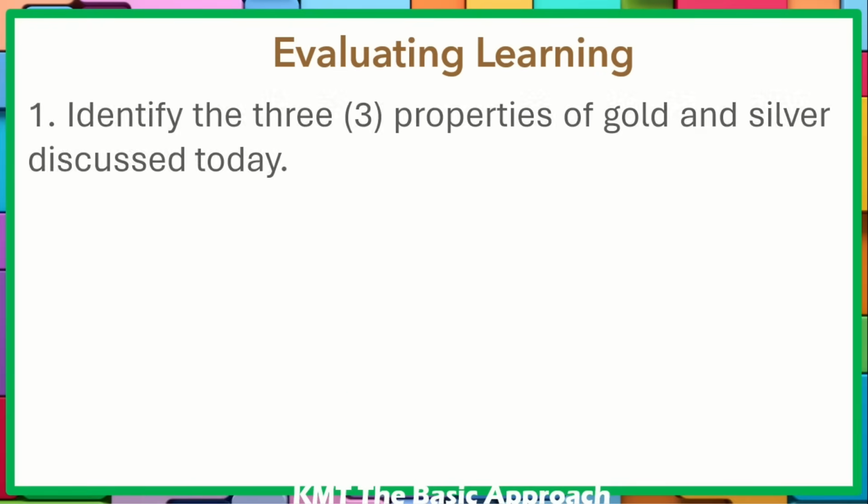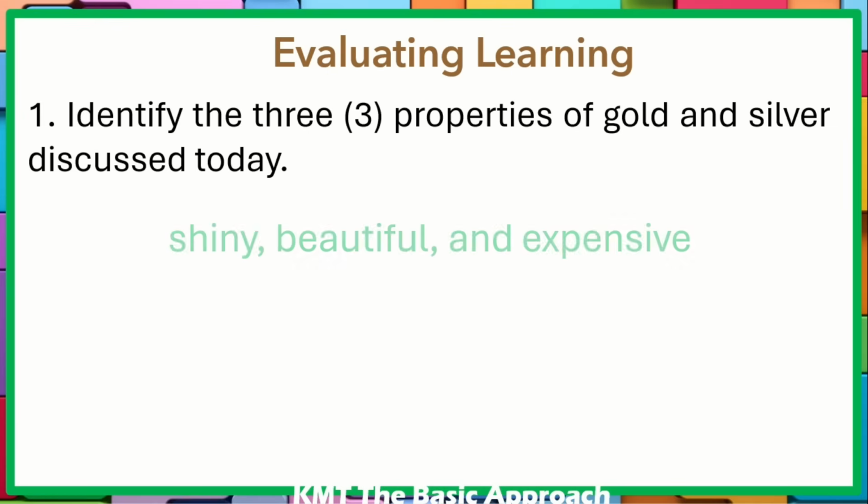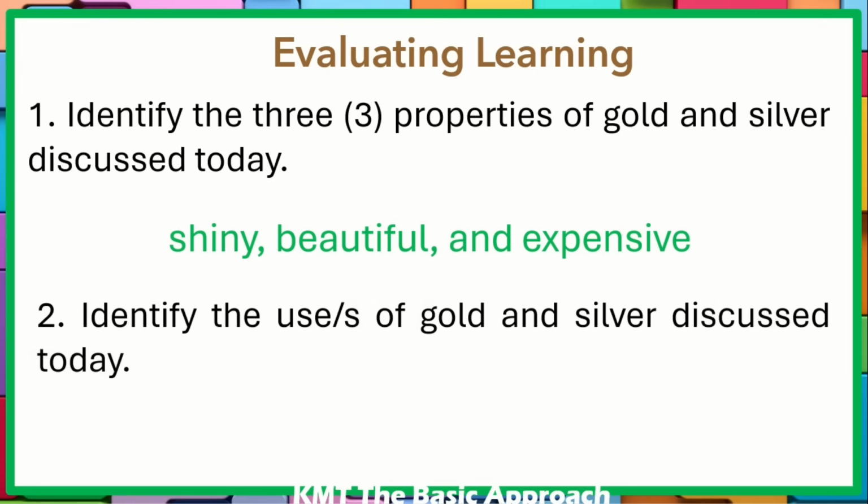Evaluating learning. Number 1. Identify the 3 properties of gold and silver discussed today. Good job! Shiny, beautiful, and expensive. Number 2. Identify the use or uses of gold and silver discussed today. Amazing! Jewelries.